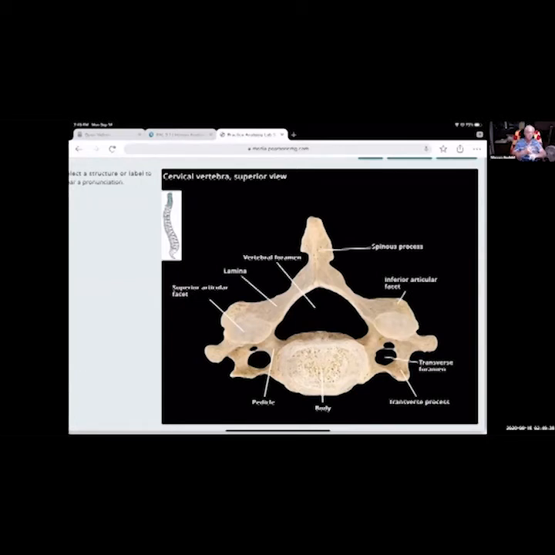If this were C7, the last cervical vertebra, what vertebra would the inferior articular facet articulate with? T1. Perfect. First thoracic vertebra. Okay. There's a body, the pedicle, the superior articular facet, and then the lamina and the columns. Okay. You got that.